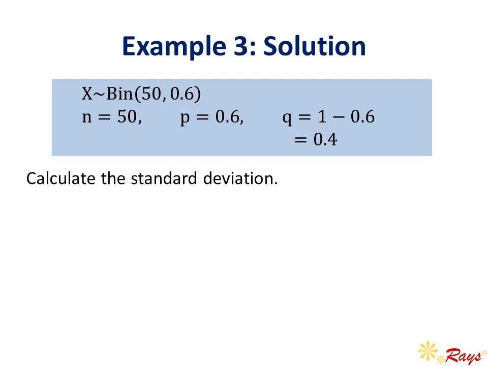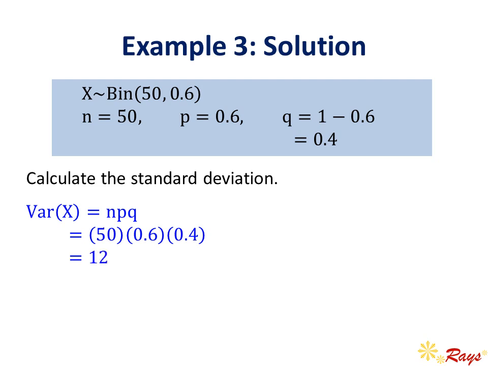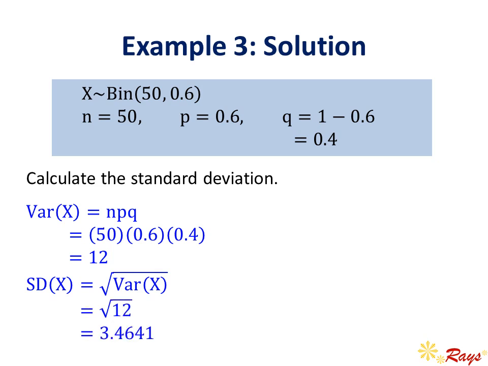The next question is to calculate the standard deviation. Before we find standard deviation, we need to find the variance since standard deviation is given by the square root of variance. So this is the formula for variance. Variance is equal to npq. We have all the values, so we just need to substitute the values into the formula, and that's the variance. Therefore, standard deviation is equal to the square root of variance. And this is our final answer.